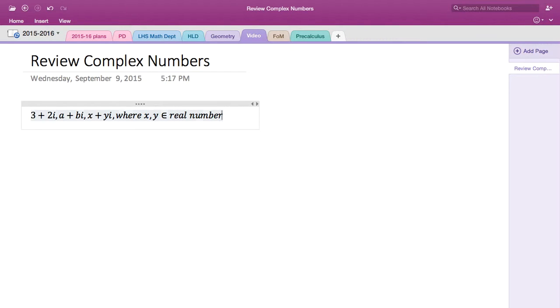So i is an imaginary number that is defined as i squared equals -1. That tells us i equals the square root of -1. Okay, keep that in your mind.